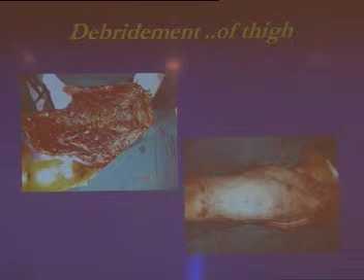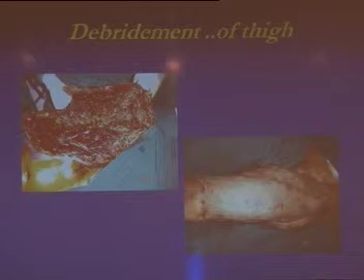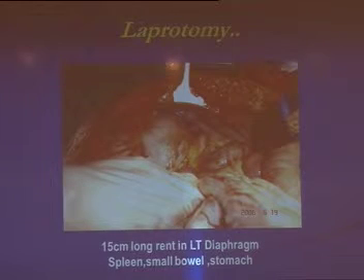On the management part, she initially underwent debridement of the thigh, and wound cover was done by SSG, and we also did an emergency laparotomy. We found a 15 centimeter long rent in the left diaphragm. The spleen, small bowel, stomach, everything had herniated.